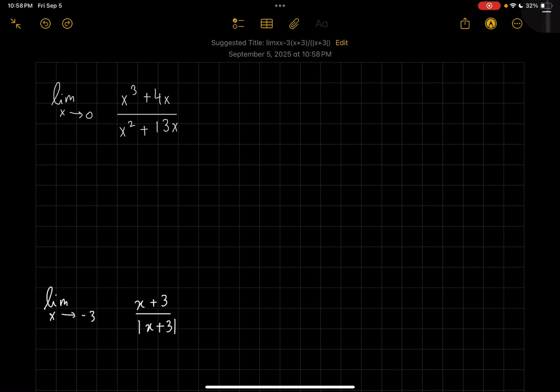So the first thing that we notice over here is that we can take x as a common factor up and down. So limit as x tends to 0, x as a common factor will leave me with x squared plus 4 over x as a common factor, which would leave me with x plus 13.